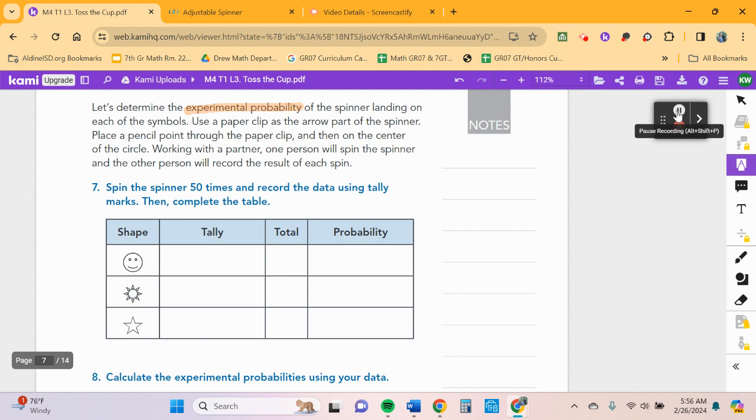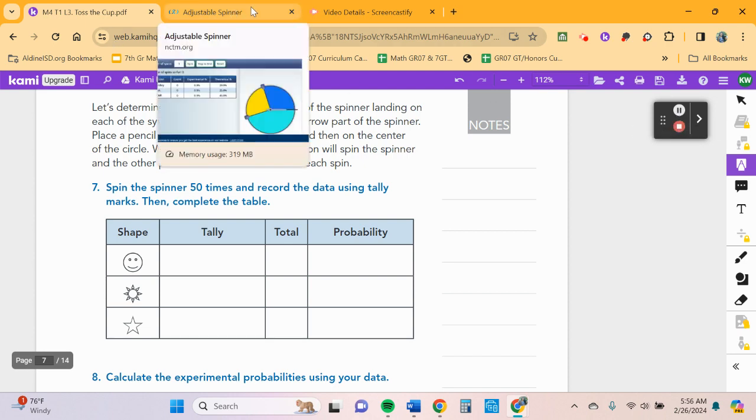So question 7 says, spin the spinner 50 times and record the data using tally marks, then complete the table. Now, we aren't going to use tally marks specifically. We are going to find the total, but if we use tally marks, this video would be really long.